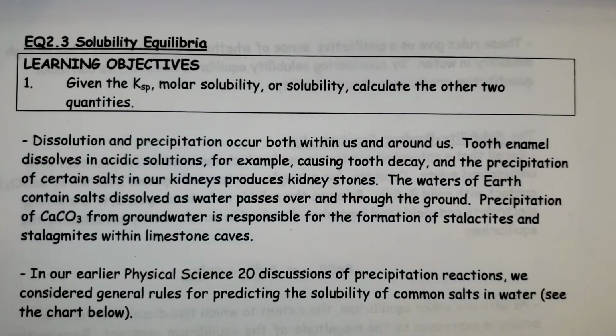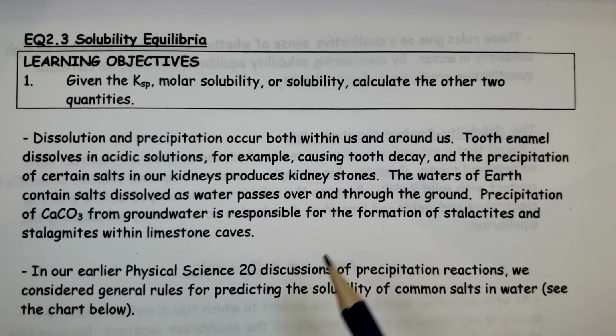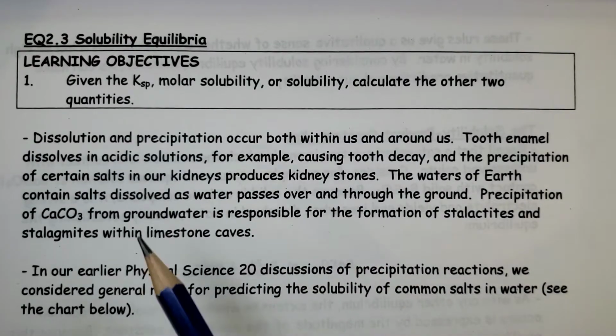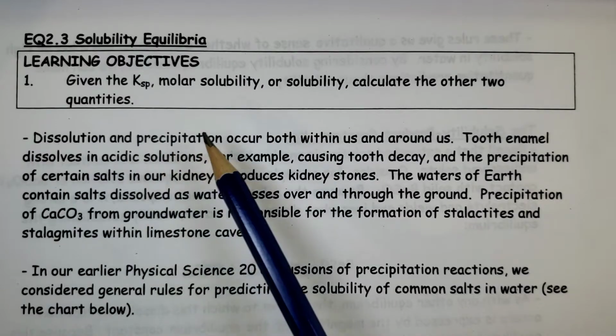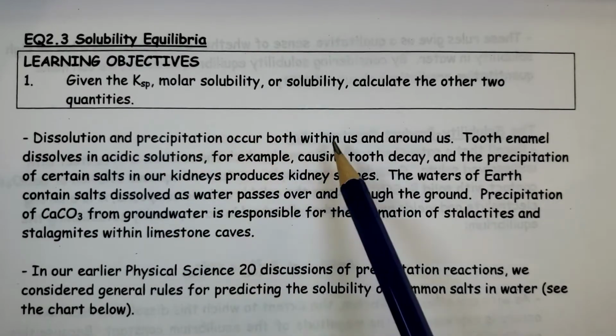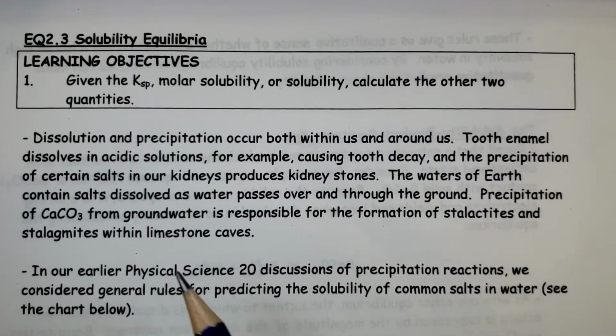Back to Chemistry 30, this is the EQ2.3 solubility section. So in EQ 2.1 and 2.2, we saw what solubility was, looking at the maximum amount of solute that can dissolve in a solvent, and then we looked at saturated, unsaturated, supersaturated, and then we looked at factors that affected solubility. So now we'll look at, given the Ksp, molar solubility or solubility, calculate the other two quantities.